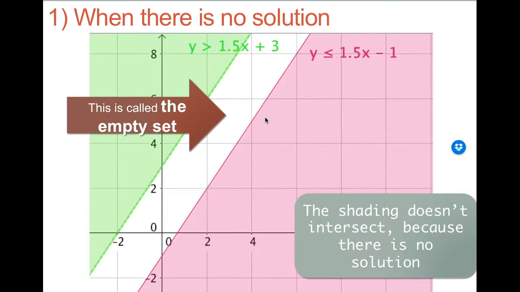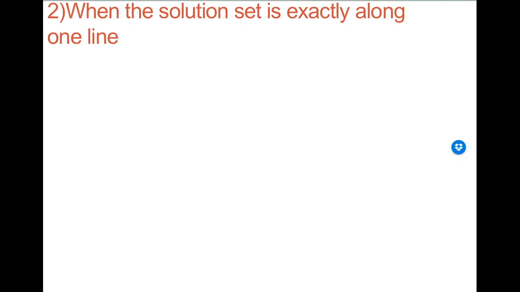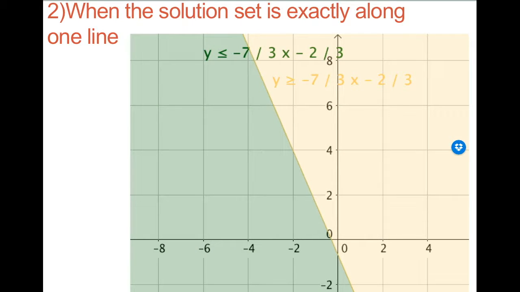And in mathematical speak, and it's very important that you remember this because it is in your homework, this is called the empty set. So the solution set that has no solution, it's empty. It's white. This is called the empty set. That's the first exception. Second exception is when the solution set is exactly along one line.